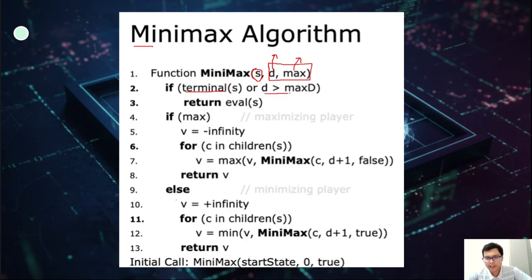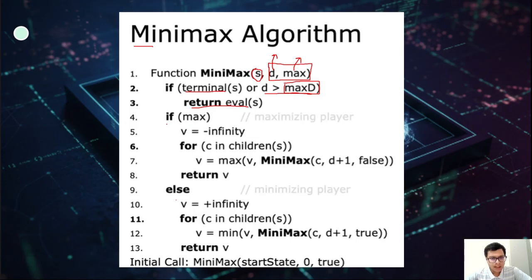And here's a new condition, d more than max d. So remember what we said d was. D was nothing but the maximum depth till which our algorithm is searched. So if the depth is more than that max depth, it would terminate the whole algorithm and return this s. We don't want to go beyond this max d.